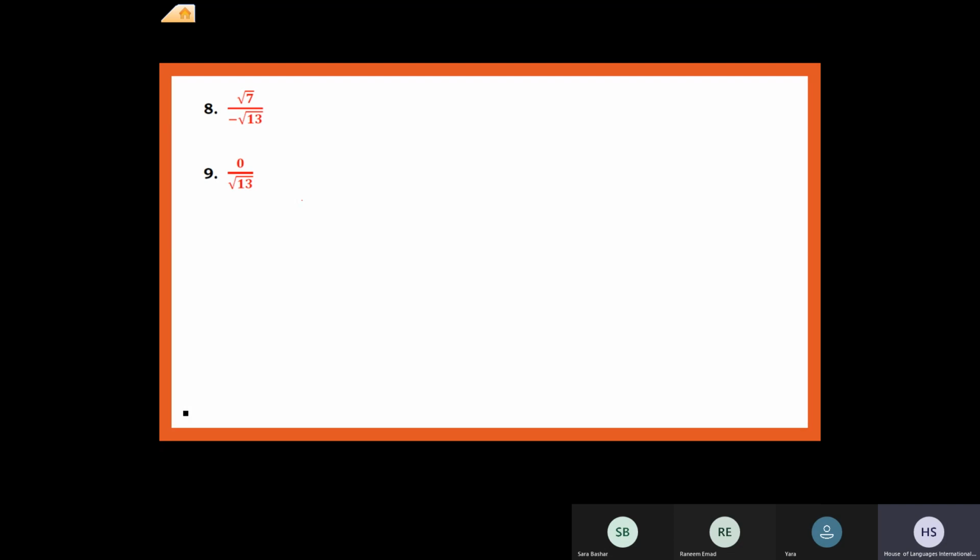Now here. The square root of 7 over negative square root of 13. What is the answer? Are you sure? They are not the same. So it could be. No. The answer is not a whole number. So it will be irrational. Bravo.